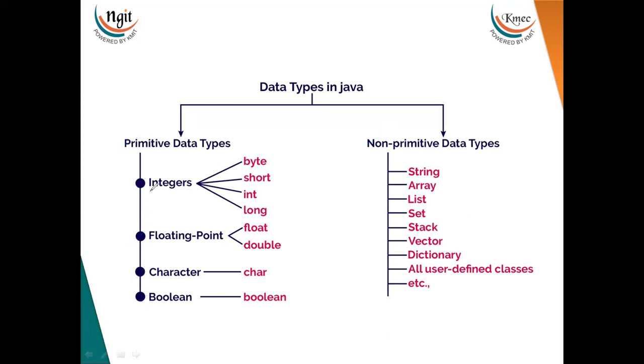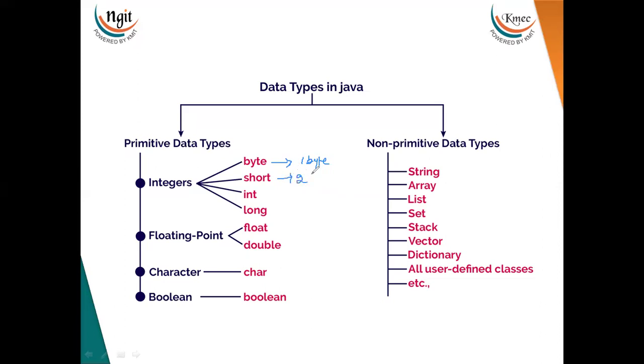So here the first one is the integer data type. Sir, what is integer? A very simple definition: a number without a decimal point is called an integer. Here, integer is categorized into four types: byte, short, int, long. These are the four different integer data types. Byte is the smallest integer data type. The memory occupied by byte is 1 byte. 1 byte equals 8 bits.